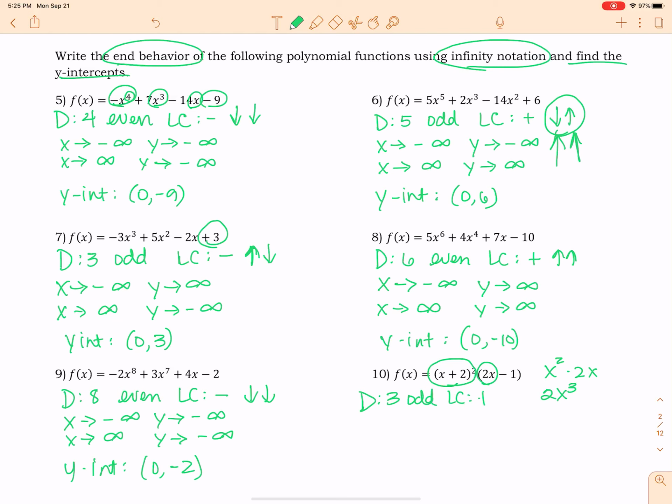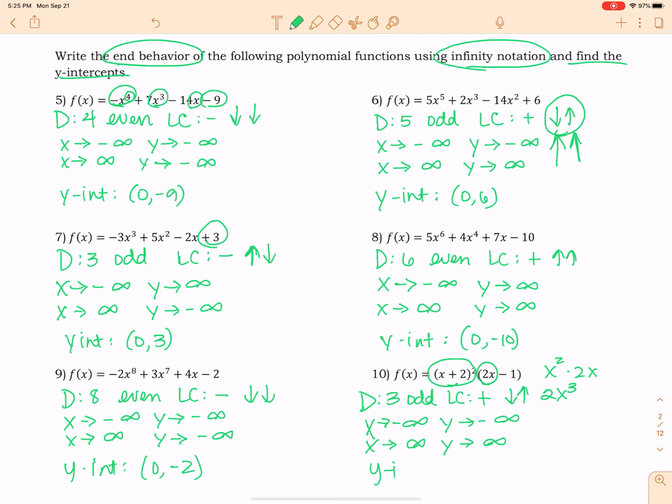My leading coefficient is positive, so that means my end behavior is down, up. So as x approaches negative infinity, y approaches negative infinity. As x approaches positive infinity, y approaches positive infinity.